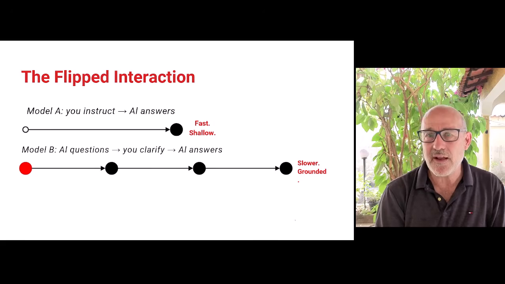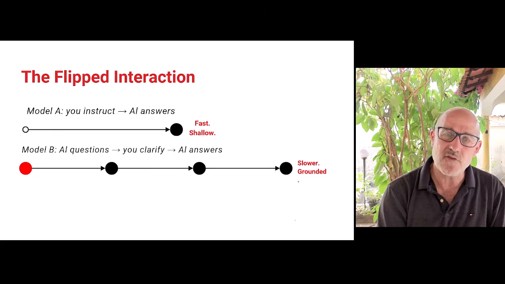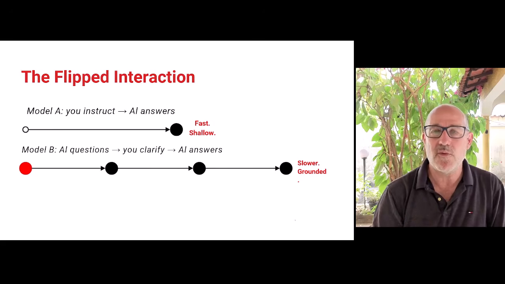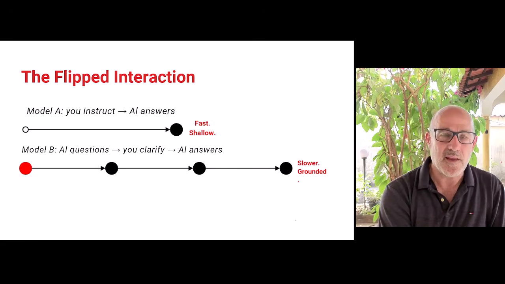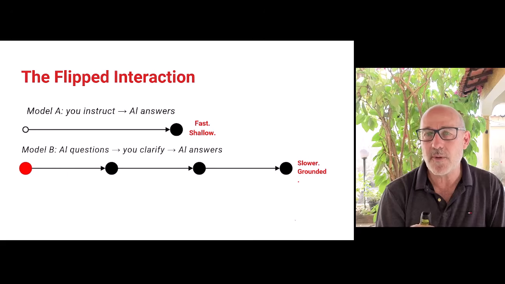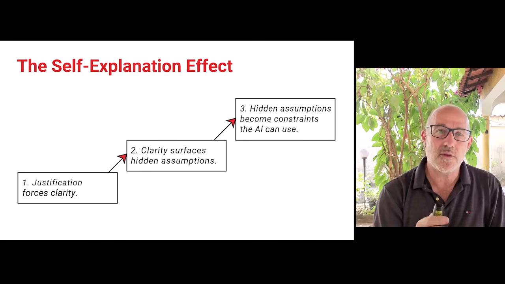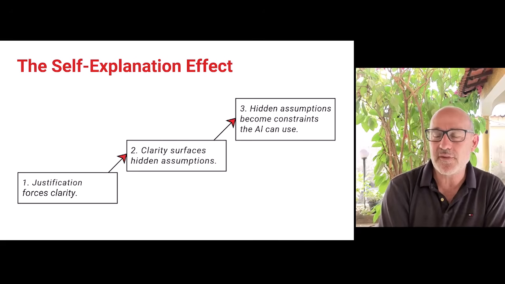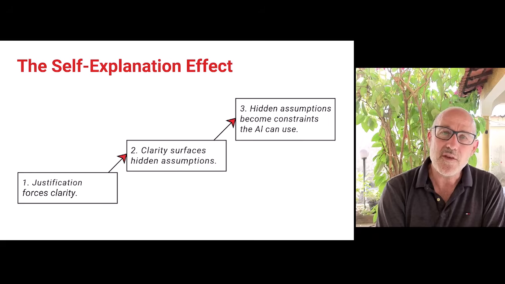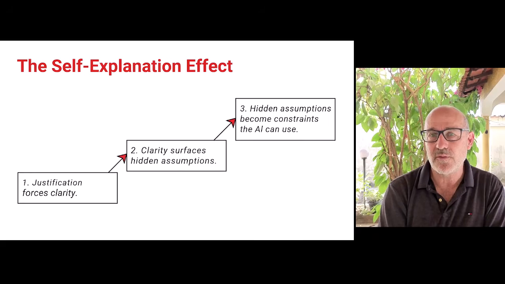In mechanical design studies, designers who let AI question them first produce work rated much more feasible, much more useful, much more creative. The same AI, the same task, just a different way of doing things. The pivot isn't about which AI you use, it's about what the questioning surfaces in you before any output is generated. Now, there's a well-documented phenomenon called the self-explanation effect. When you explain your reasoning, even to a machine, your thinking improves.